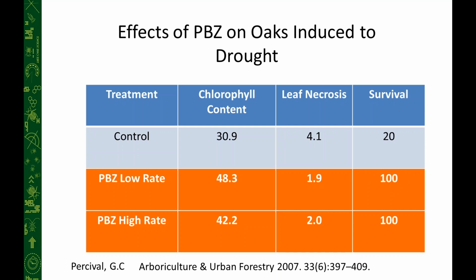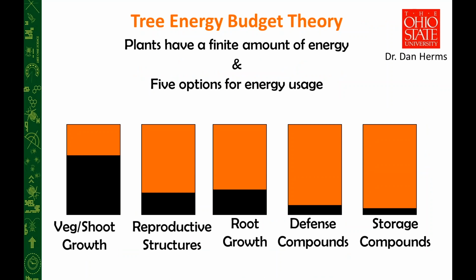Just to paint this picture a little bit more, if we look at some data from Dr. Glenn Percival on survivability under drought-induced conditions, we have oak trees here that were induced to drought. In our untreated plants, there was 20% survival. In our treated plants at different rates, we had 100% survival. That illustrates the point that we can help trees be more drought resistant in these urban-suburban interfaces. And one of the primary causes of Cytospora canker is drought-induced stress.